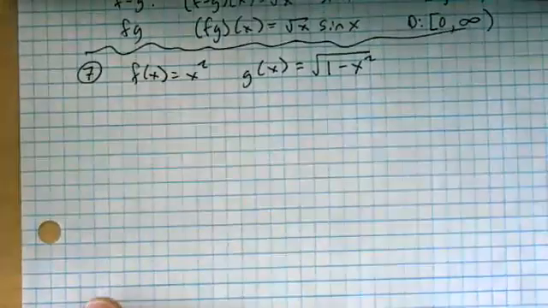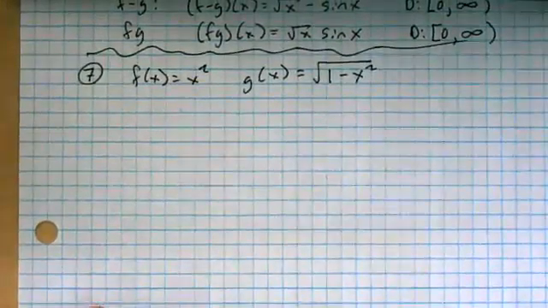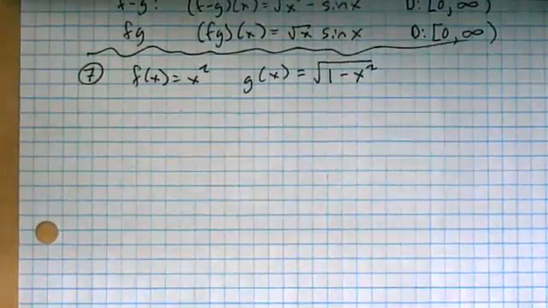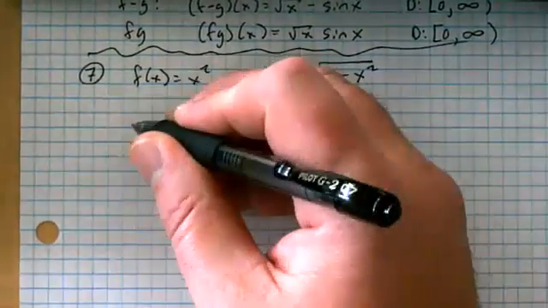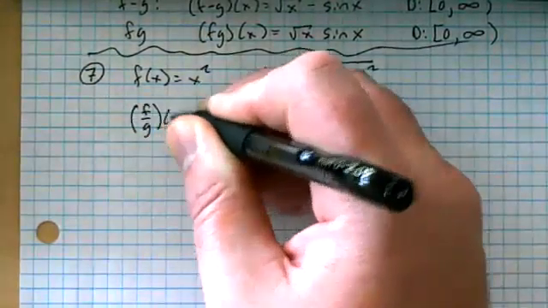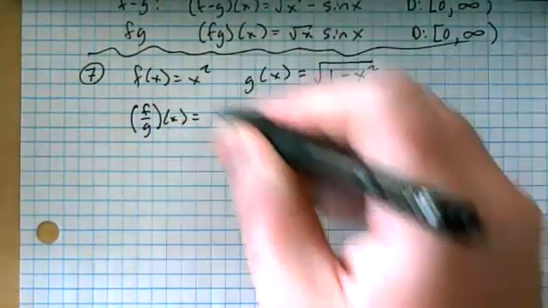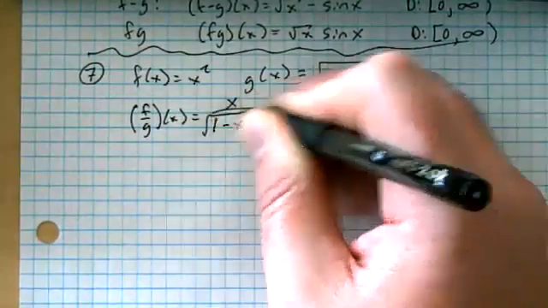And what do they want us to do in this? We're going to find f over g and g over f and give the domain of each. So in this one, we are just dividing. So we'll do f over g of x first. So that's going to be x squared over the square root of 1 minus x squared.